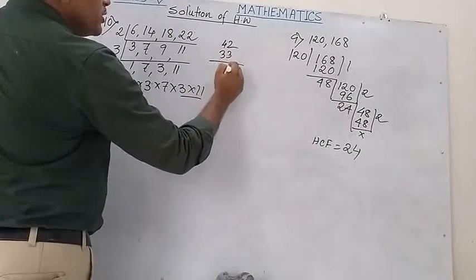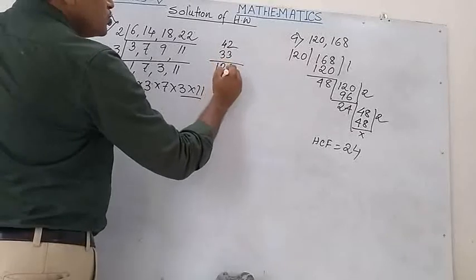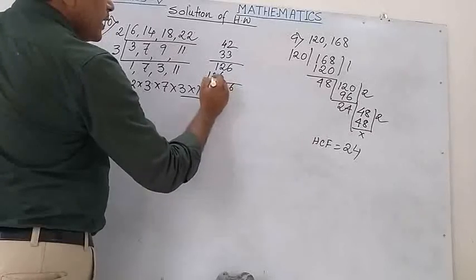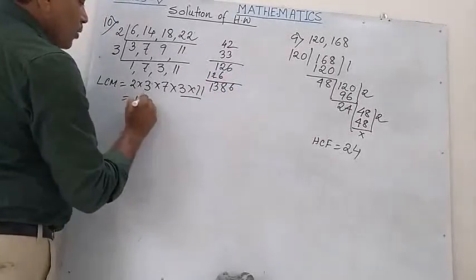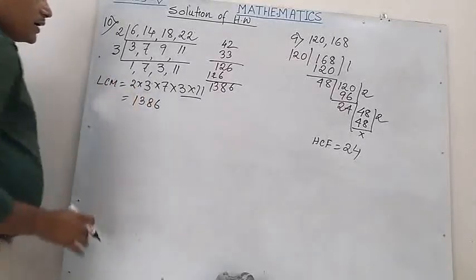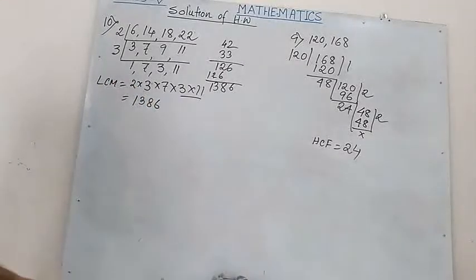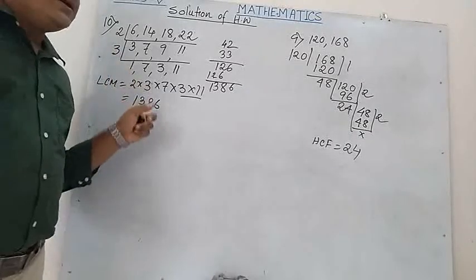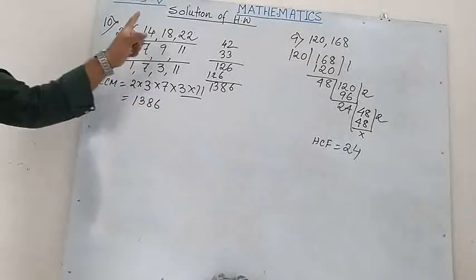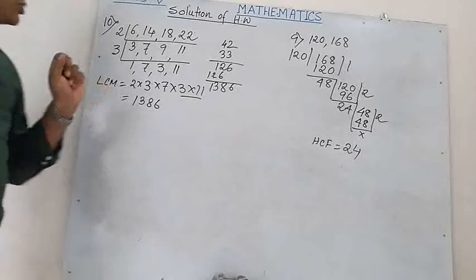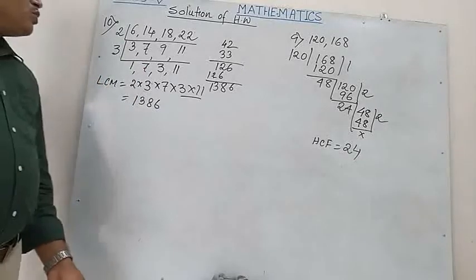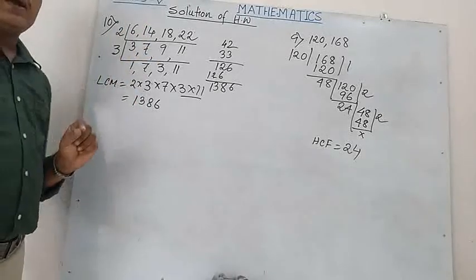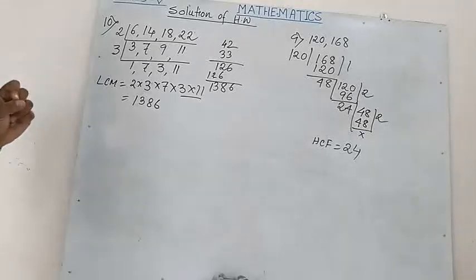So what is the answer? 3 2s are 6, 3 4s are 12. Again 6, 12. So 6, 8, 3, 1. 1, 3, 8, 6. So 1386 is the least number which is divisible by 6, 14, 18 and 22. But my question is, which is the least number which when divided by 6, 14, 18 and 22 leaves remainder 4 in each case.